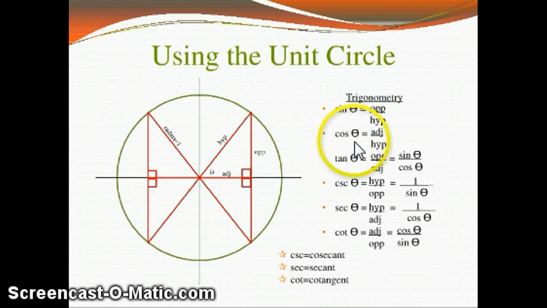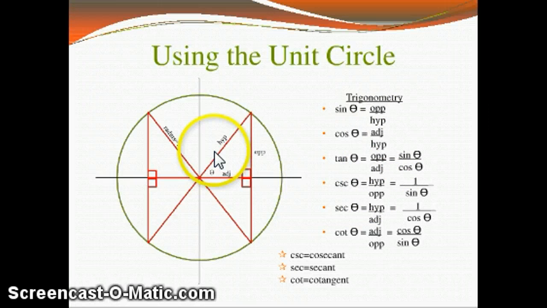The cosine of an angle is the side adjacent to the angle divided by the hypotenuse. And the tangent of an angle is the side opposite divided by the side adjacent. Or, if you know the sine and the cosine of the angle, you can use those too. So the sine of an angle divided by the cosine of an angle is equal to the tangent. Sounds easy enough, right?